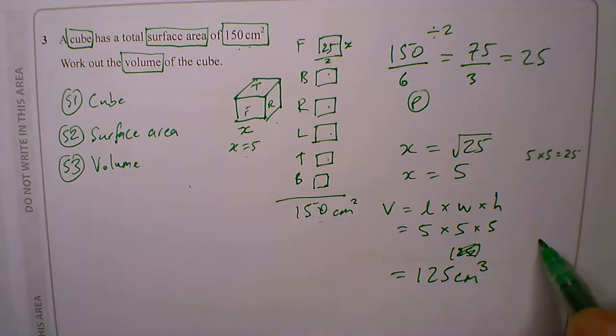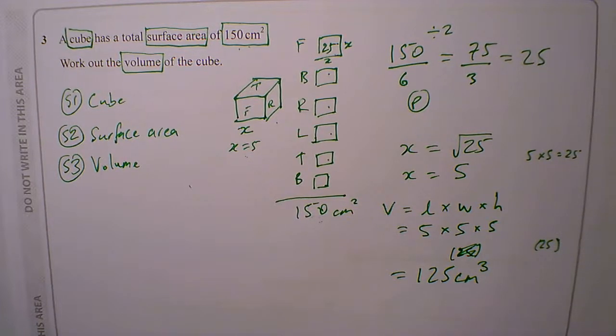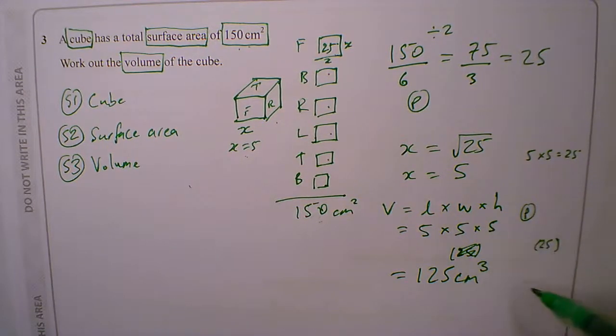Okay, let me just put that here by the side as I did that. So 5 times 5 is 25, times by 5 gives me 125 centimeter cubed. So probably there's a process mark here, and then your final answer is an accuracy mark here. So that is worth 4 marks.